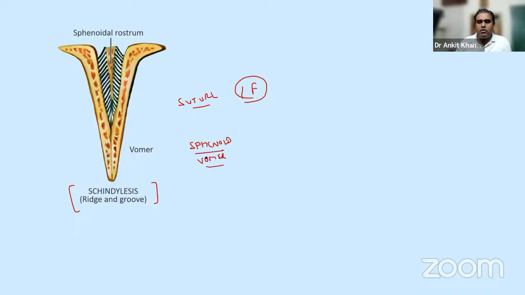It is in the shape of a ridge and groove. You can see the ridge of the sphenoid is fitting into the groove of the vomer. Vomer is that bone, no, that forms the nasal septum. It is given a different name. Remember, this name might be asked sometimes.